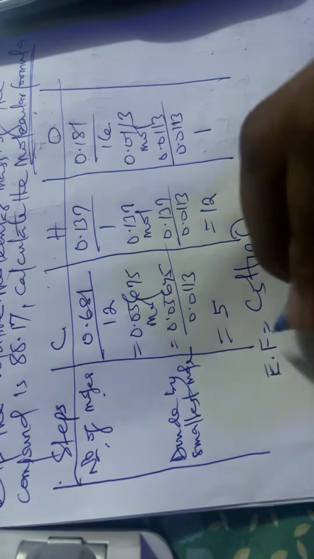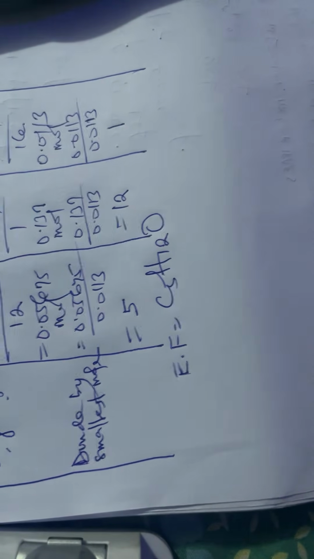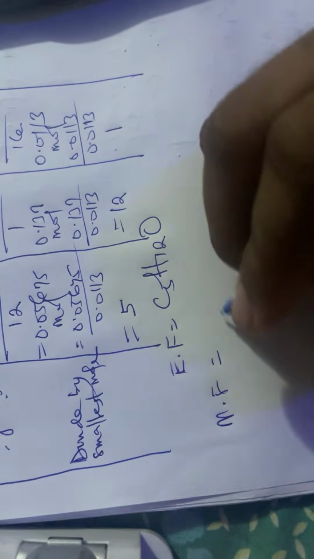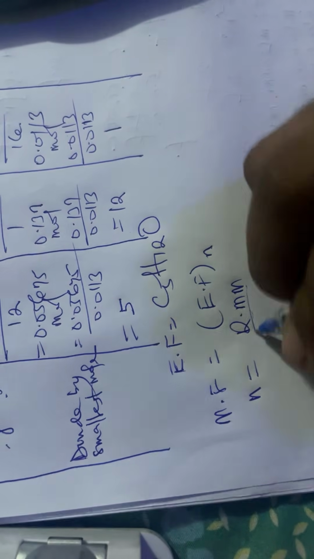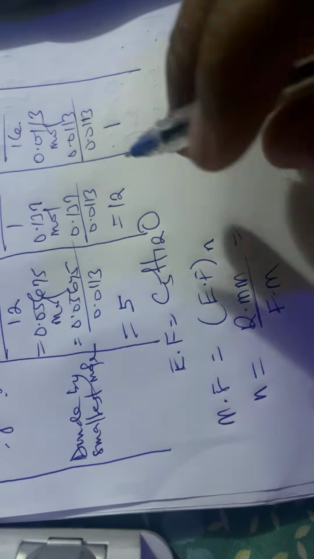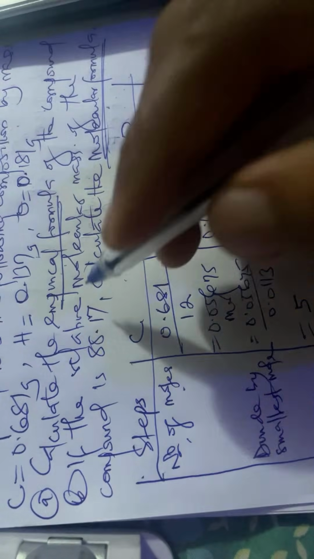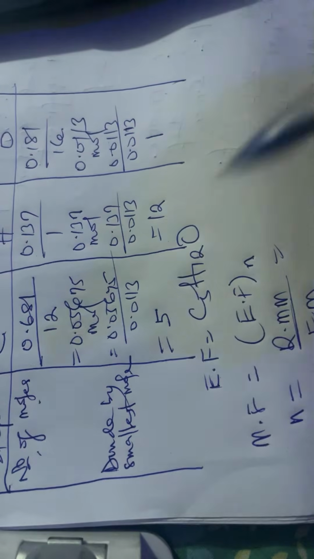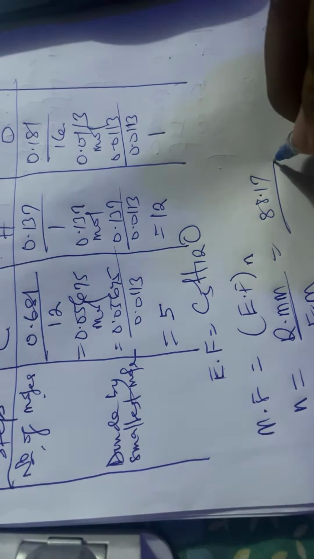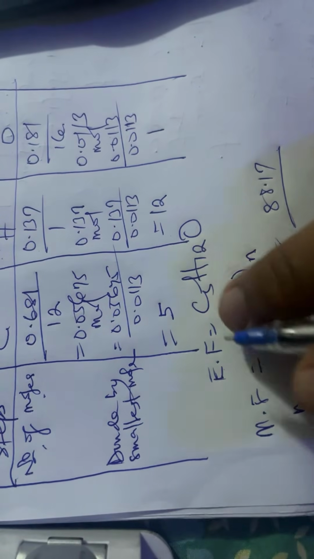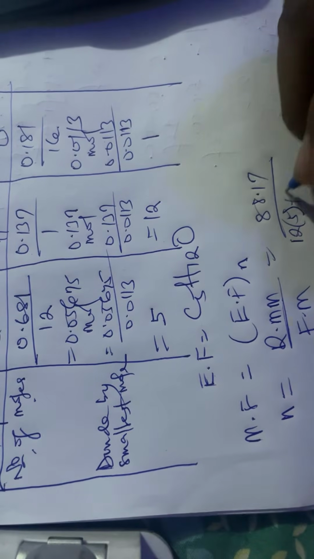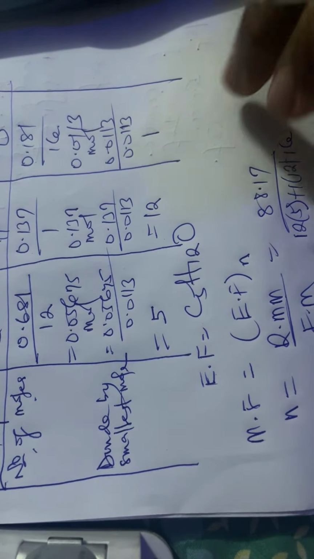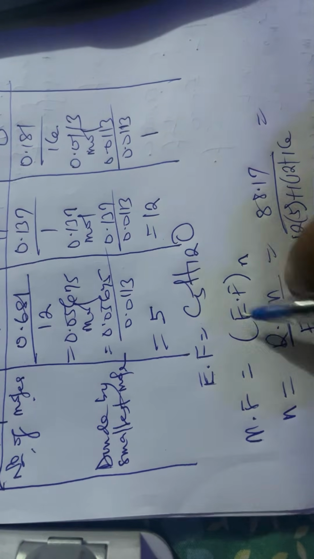So now how do we go ahead to calculate the molecular formula? Simple. I told you that molecular formula is equal to empirical formula times N. And what is N? N is relative molecular mass divided by formula mass. So in this question, remember, we are given relative molecular mass to be 88.17. The formula mass is the molar mass of the empirical formula. So how do we do that? We calculate it like this: 12 times 5 plus 1 times 12, then plus 16. Remember how we calculated molecular mass initially? It's still the same way.